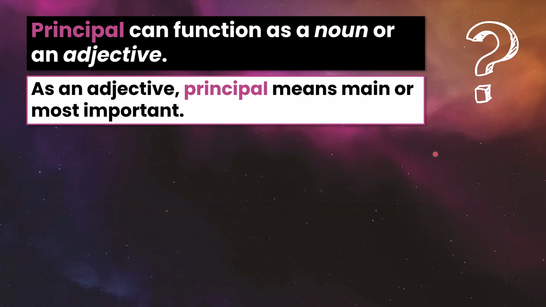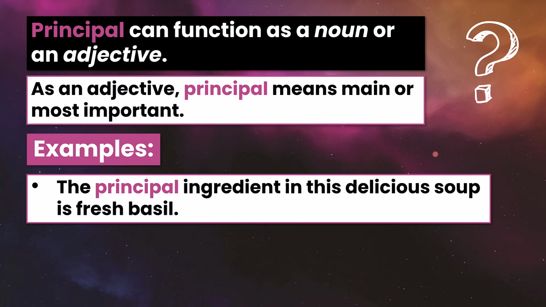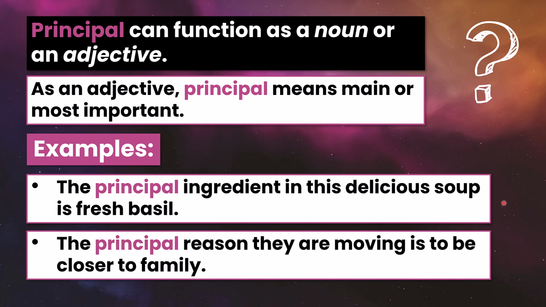Principal can also function as an adjective, and as an adjective, principal means main or most important. So, for example, the principal ingredient in this delicious soup is fresh basil. So, the principal ingredient, the main ingredient, the most important ingredient. Another example, the principal reason they are moving is to be closer to family. Once again, the primary reason, the most important reason.